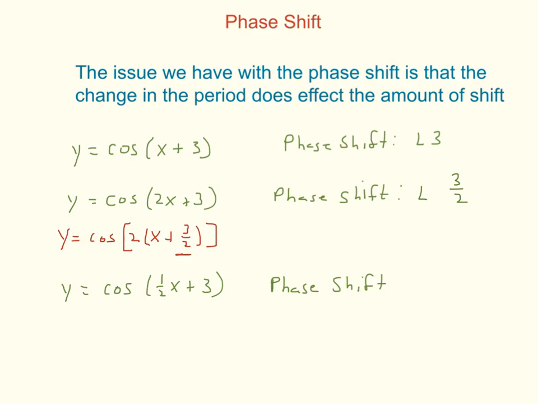When we look at this third one, I need to pull out a factor of 1/2, which is like multiplying this by 2. So I will have y equals the cosine of 1/2 times x plus 6. You can check both of these by distributing the 2 or the 1/2 and showing that you get back to what we started with. But because I've pulled that out, I can now identify that the phase shift is just that value. So for this problem, the phase shift is to the left 6 units.